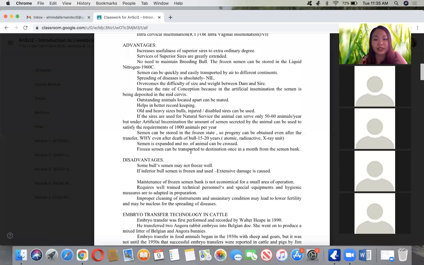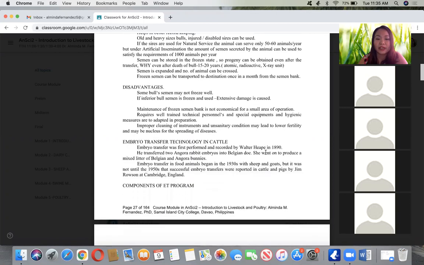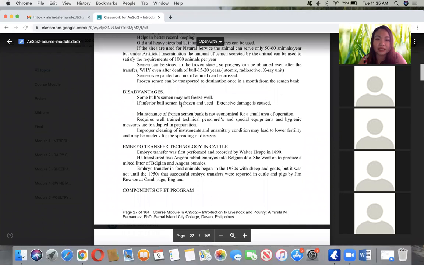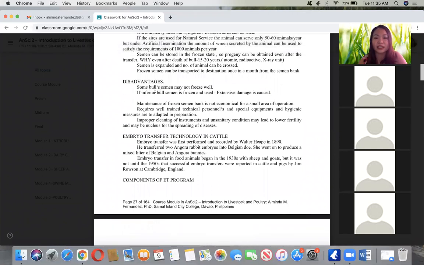So frozen semen can also be transported to the destination once in a month from the semen bank. However, the disadvantages, so there are still more advantages, but the disadvantage is that some bull semen may not freeze well. And if the inferior bull semen is frozen and used, extensive damage can be caused.